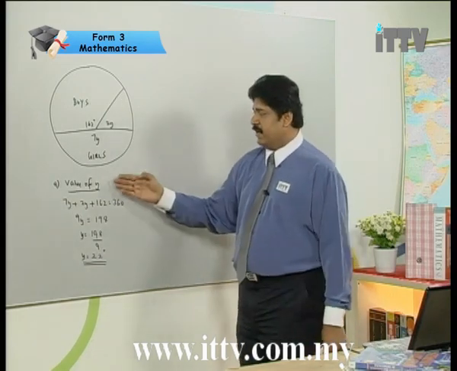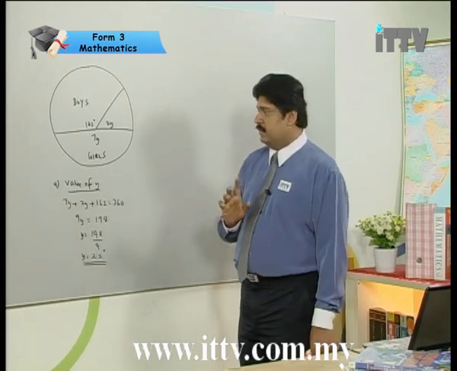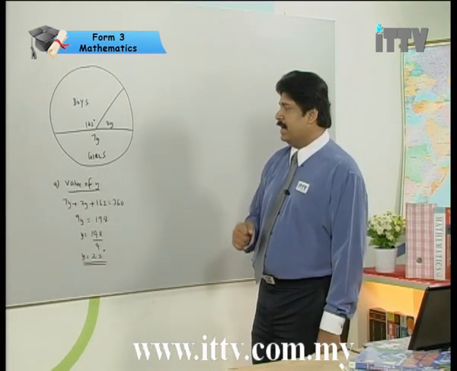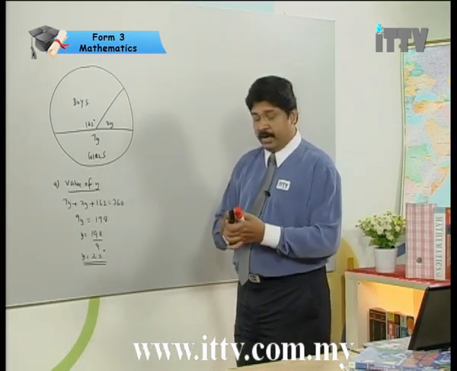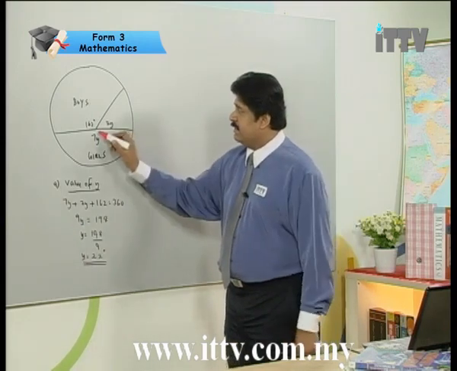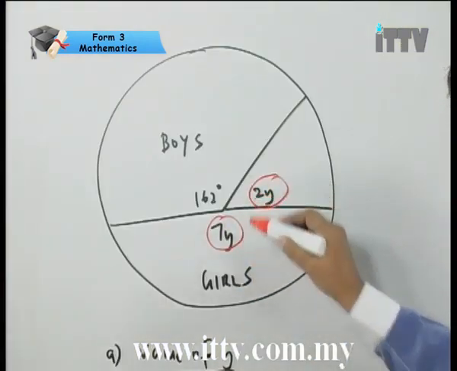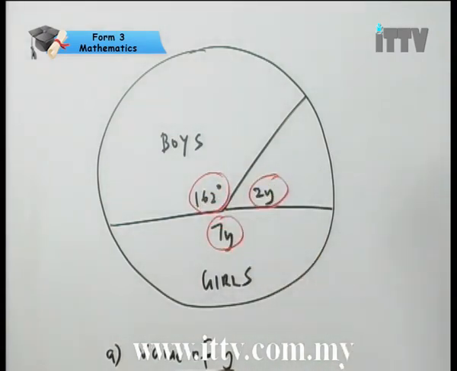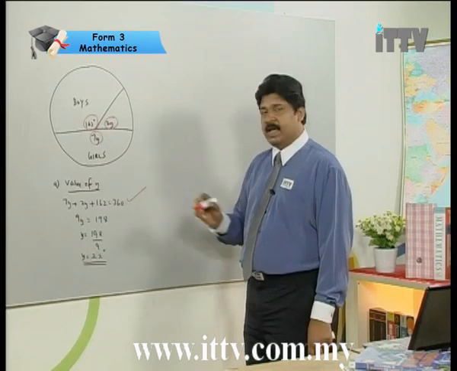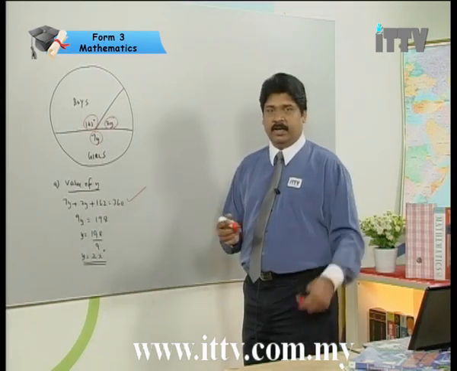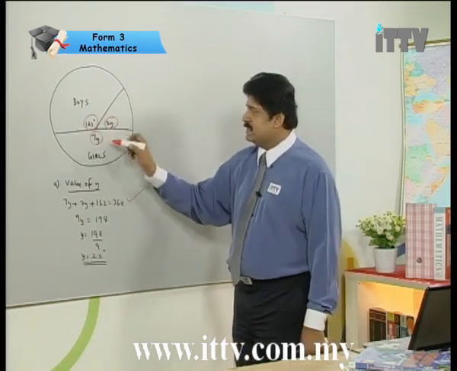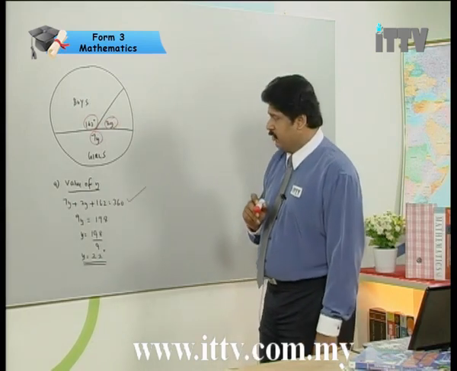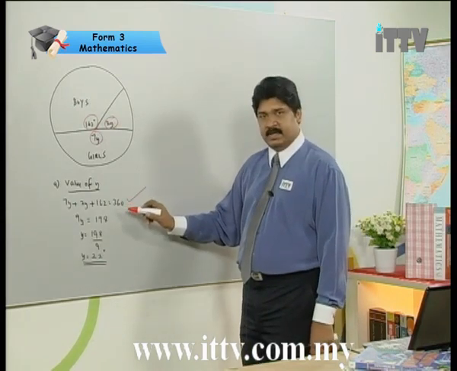Now, how do we find the value of Y? First step is, you have to ask yourself, am I not correct to say that 7Y plus 2Y plus 162 degrees must obtain 360? You're right. Why? Because since this is a circle, the angle of one turn is 360 degrees.